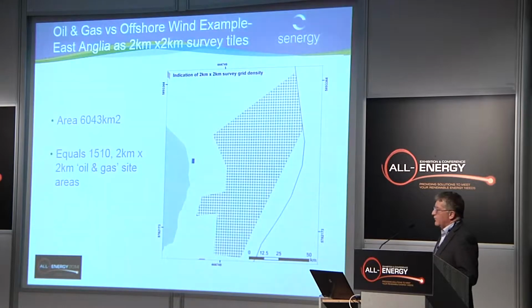in Senergy, we do a lot of work for both sectors, and we would work typically for an oil and gas development with a 2 kilometre by 2 kilometre site, which is one of these wee squares here. And in the offshore, in the East Anglia site, this is the East Anglia licensed area, that would equate to 1,500 of such sites. So, that is the relative scale of problem we're having to deal with here.